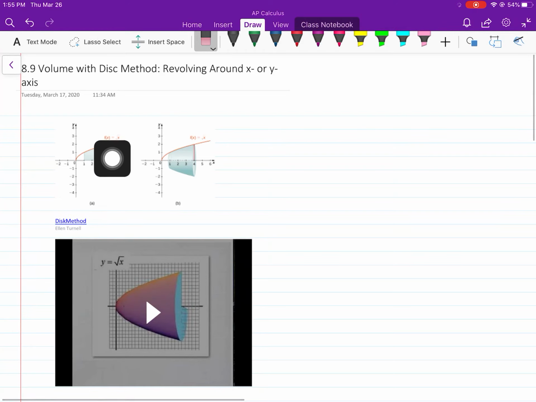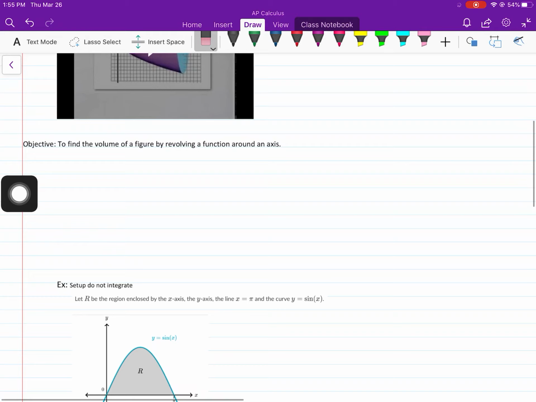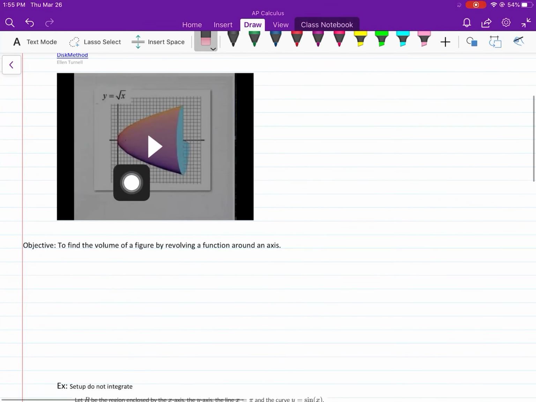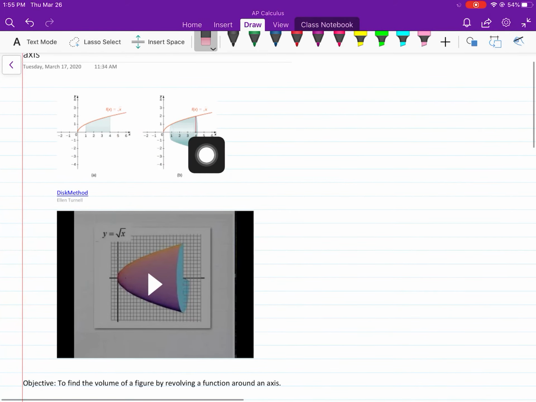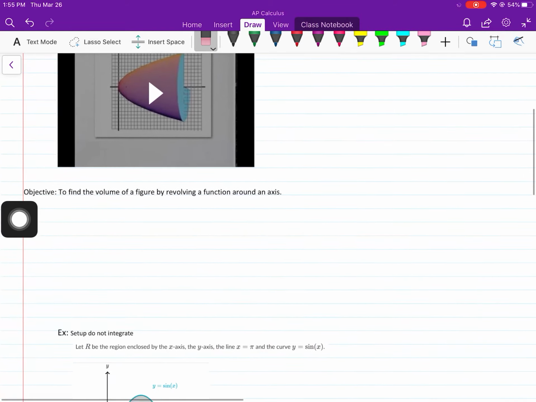But basically what we're going to do is take a function and spin it around the x or the y axis. And so spinning it around creates a circle. And you can kind of see what's going on here. We take the square root of x function and spin it around, and it's going to give us the volume of a shape. Look at these pictures. That'll help you out.